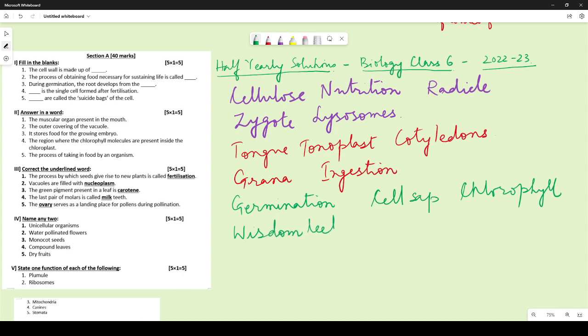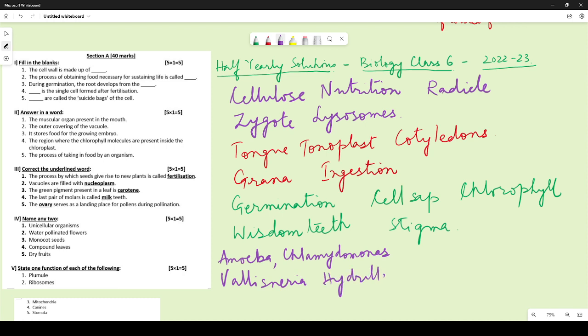Right? Then we have the ovary serves as a landing place for pollens during pollination. No, it is the stigma. Correct? So that was that for the correction. Now name any two unicellular organisms. So you know them. They are amoeba and chlamydomonas. Right? Then name any two water pollinated flowers. So it is Vallisneria and Hydrilla. Right?